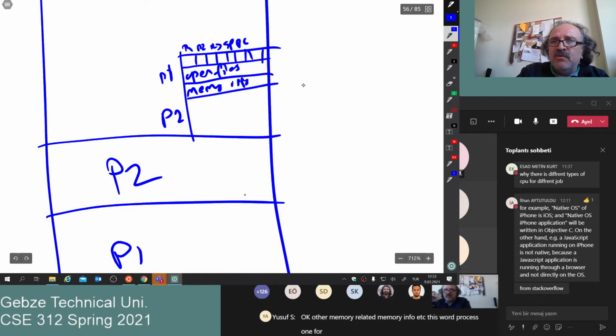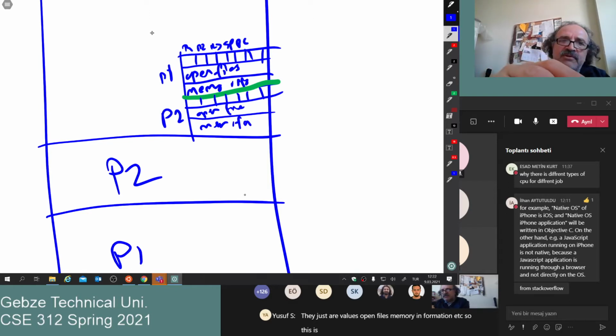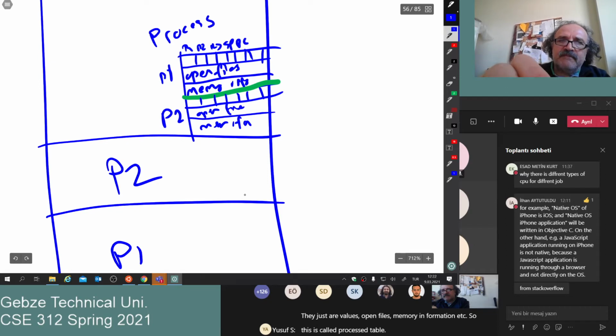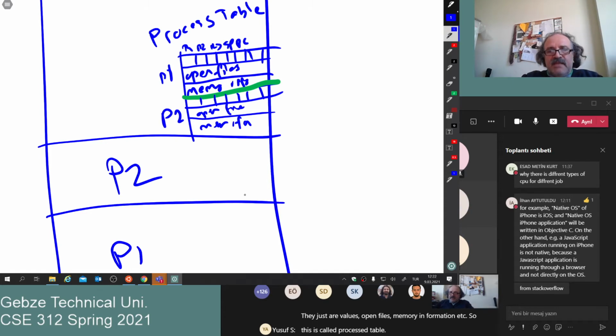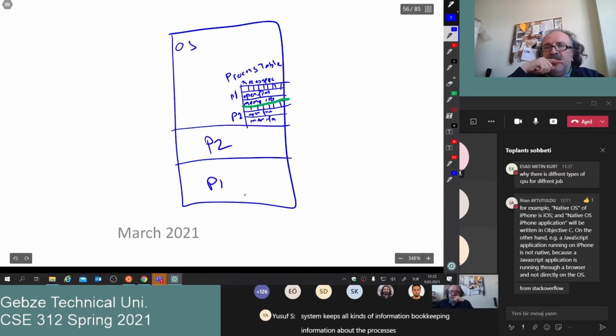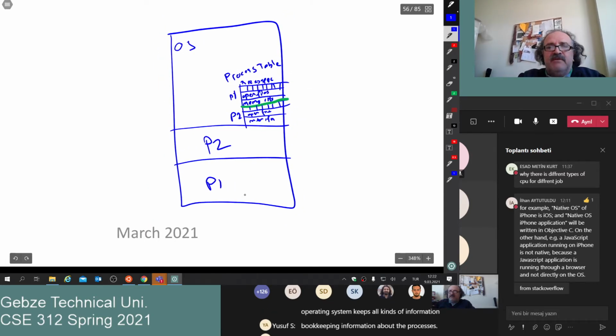For process 2, let me draw in a different color here, I have the same information again: my register values, open files, memory information, etc. So this is called the process table. In that process table, the operating system keeps all kinds of bookkeeping information about the processes. Without this information, the process cannot run.